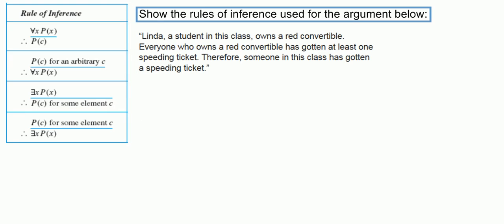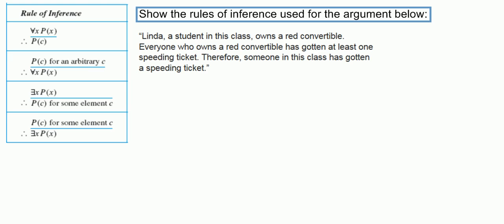We have some premises over here. Linda, a student in this class, owns a red convertible. Everyone who owns a red convertible has gotten at least one speeding ticket. The conclusion is, therefore, someone in this class has gotten a speeding ticket. As soon as you see words like everyone and someone, you should expect to have to use quantification. So we're going to have to translate things, but we've got a few extra things to do here.